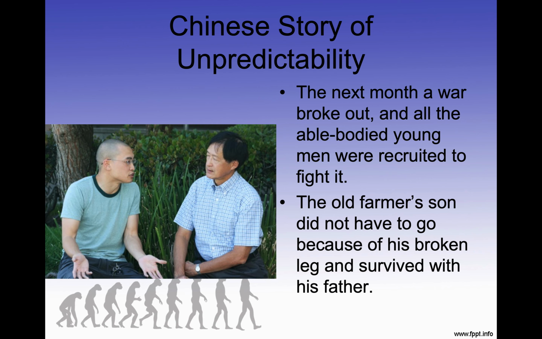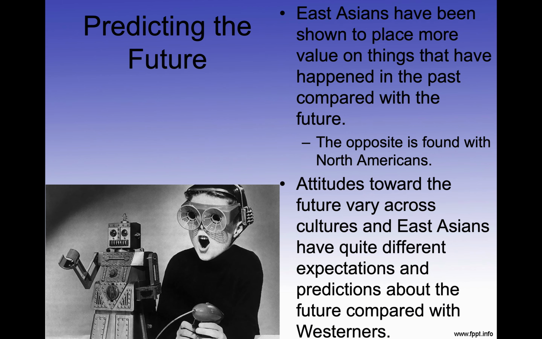Unpredictability. So some things that look bad might be good, and some things that look good might actually be bad. East Asians have been shown to place more value on things that have happened in the past compared with the future. The opposite is found in North Americans. Attitudes toward the future vary across cultures, and East Asians have quite different expectations and predictions about the future compared with Westerners.